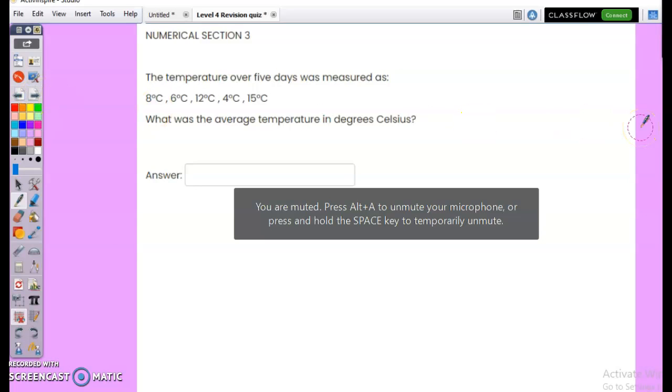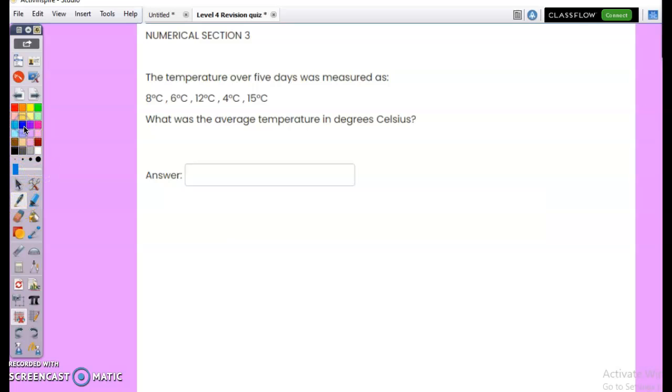Okay, the average then. To find the average, we need to add up the numbers and divide by how many numbers we've got. So we want to start by doing 8, add 6, add 12, add 4, add 15. So that'd be 20, 35, 45. We've got 5 numbers, so we want to divide by 5. So my average temperature would be 9. Oh, I was going to put units in there. Don't want any units in our quiz answer, just 9.